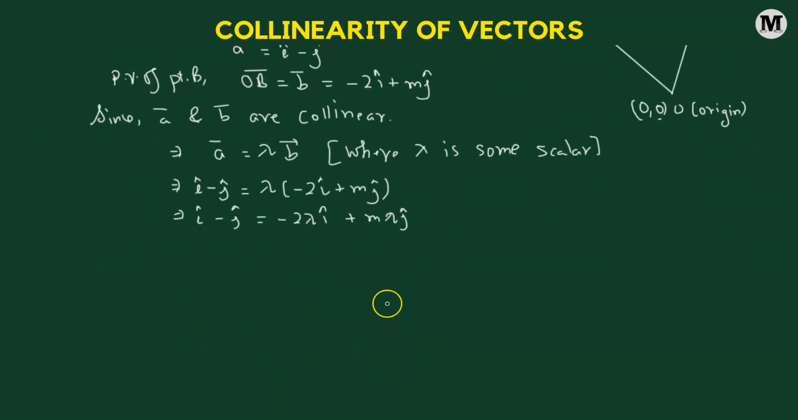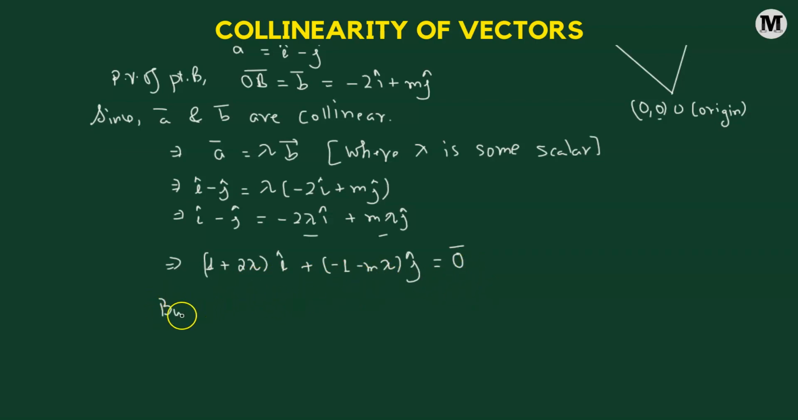Fine. Now what will we do? We'll transpose the two terms from the right hand side to the left hand side and combine all the like terms. So that's going to give us (1 plus 2 lambda) multiplied by i cap, and then we have (-1 minus m lambda) all multiplied by j cap. This is going to be equal to the null vector. We have to be careful here. This has to be a null vector because on the left hand side we're operating with vectors, so vector operations must give us a null vector only and nothing else.